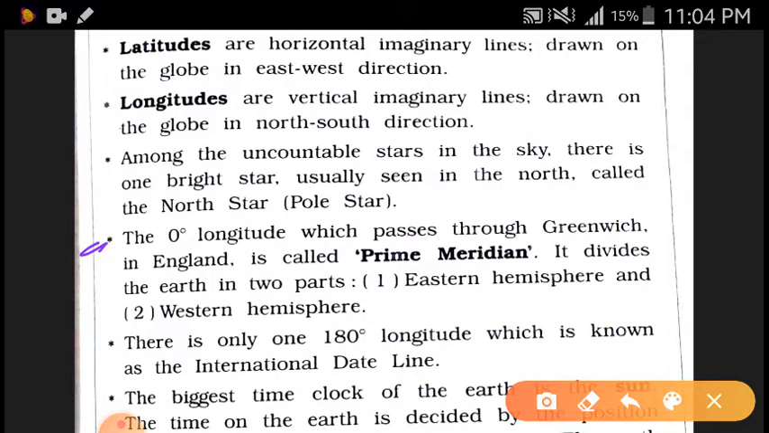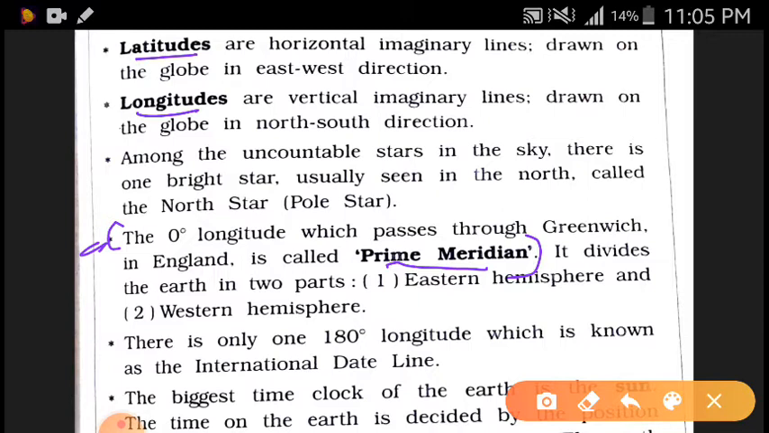Now after that, the next point is the 0 degree longitude which passes through Greenwich in England, called the prime meridian. Dear students, please take note of a few important terms: latitude, longitude, now prime meridian, also known as Greenwich time. Greenwich is a place in England, from where 0 degree longitude starts. Longitude means the 0 degree vertical line on the globe of earth that passes through Greenwich in England, and it is known as prime meridian.